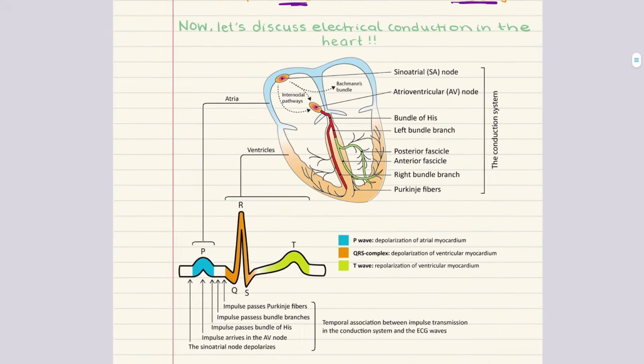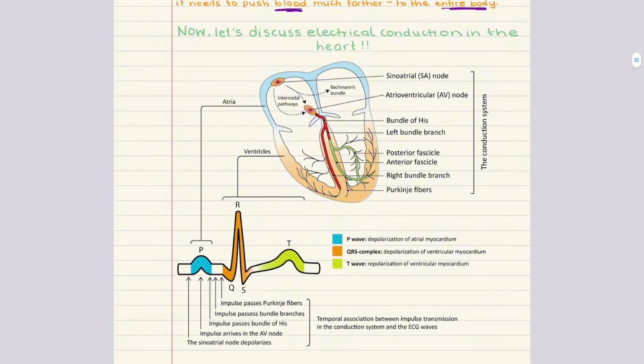With this overview of the heart structure and blood flow in place, now we're ready to look at how the heart knows when to contract, specifically how electrical signals coordinate the timing of each beat. The heart doesn't rely on nerves to tell it when to beat. Instead, it has its own internal conduction system made of specialized muscle cells that generate and transmit electrical signals. These signals control the timing and the coordination of each heartbeat. So they make sure that the atria contract first, followed by the ventricles.